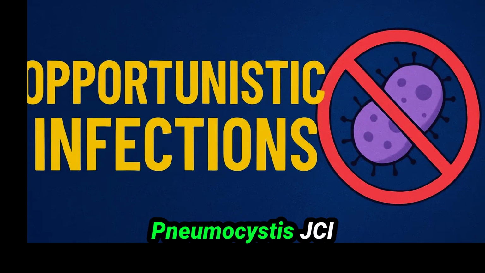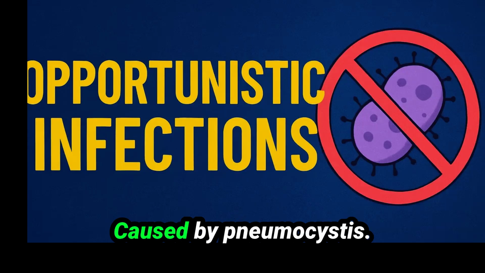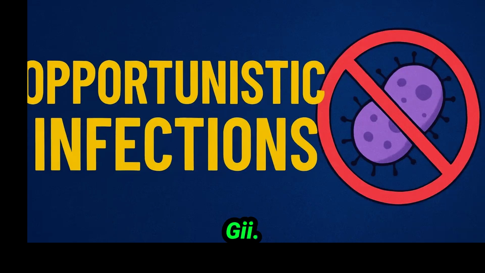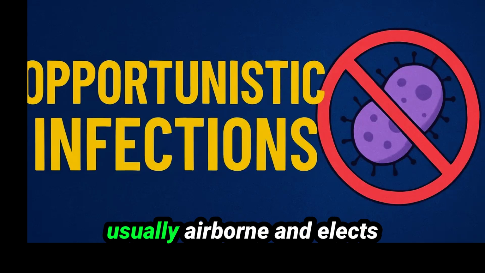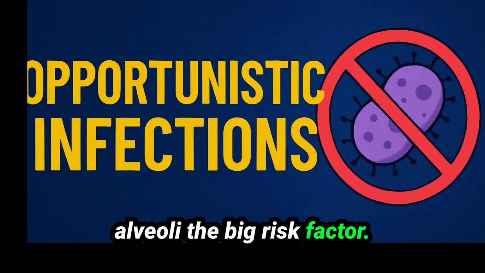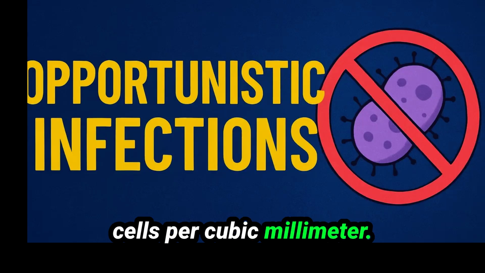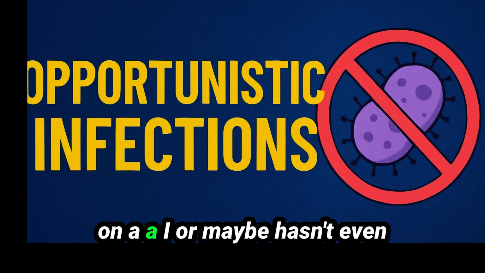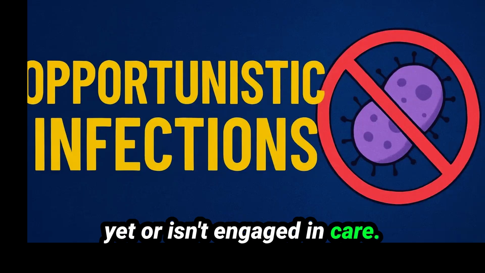Let's move on. Pneumocystis jirovecii pneumonia, or PJP. Right, PJP. Caused by Pneumocystis jirovecii, it's actually a fungus, though we used to think it was a protozoan. Transmission is usually airborne, and it likes to hang out in the lung alveoli. The big risk factor: CD4 count below 200 cells per cubic millimeter, especially if someone isn't on ART, or maybe hasn't even been diagnosed with HIV yet, or isn't engaged in care.